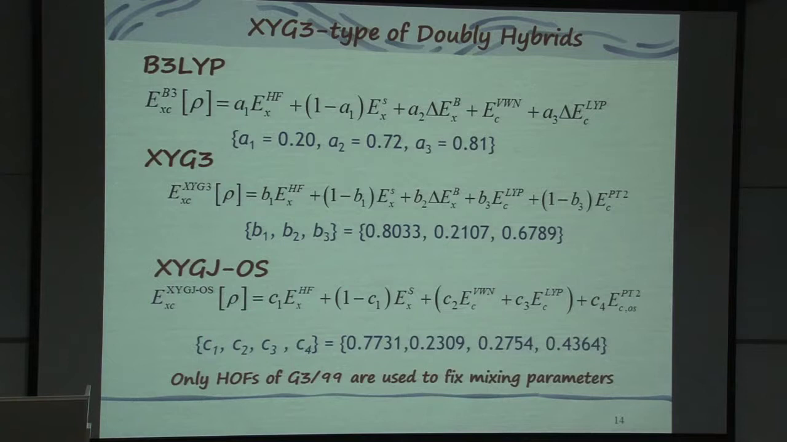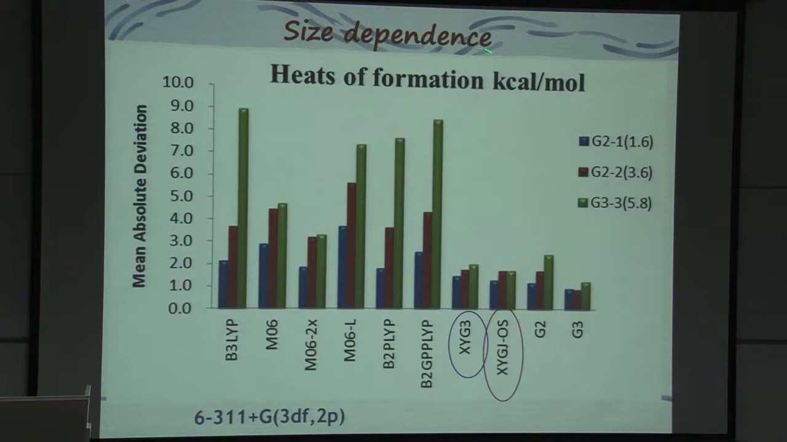But of course, we need independent tests for the functional performance. If you do capture some good physics, then the functional should at the same time be good for the description of the reaction barrier heights, not only the bond dissociation energy, but also the reaction barrier heights, and also the non-covalent bond interaction. If this is so, then we are happy. So this is a test for the heat of formation.